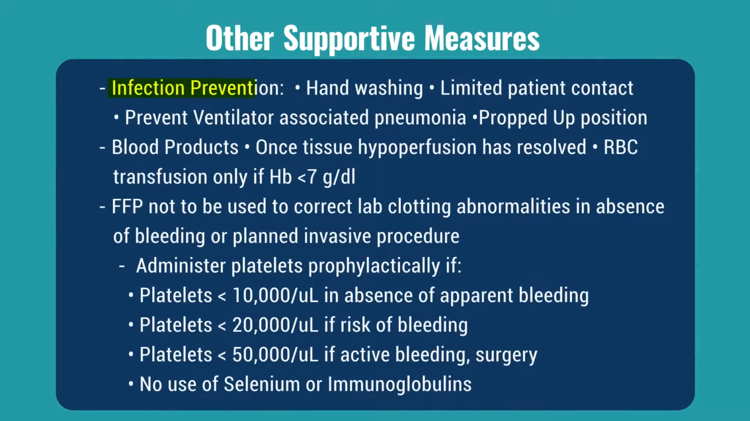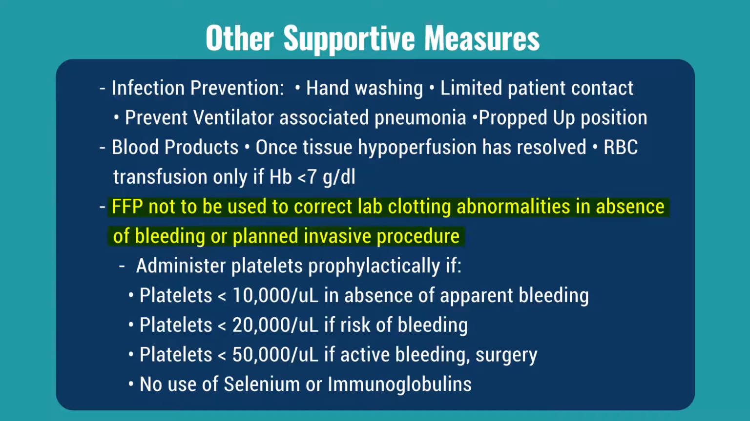So coming to other supportive measures apart from antimicrobials in septic patients. Infection prevention with measures like hand washing, limited patient contact, and prevention of ventilator-associated pneumonias with a propped up position are some of the measures that are used. When we talk about blood products, once tissue hypoperfusion has been resolved, transfusion is indicated only if the hemoglobin is less than 7 grams per deciliter.